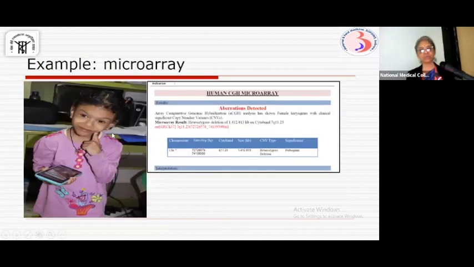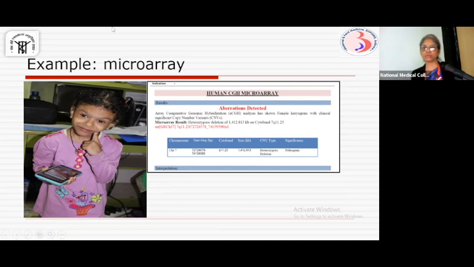Now here is a patient with mental subnormality. We have done a karyotype. The karyotype report is normal. So now you have looked at the building and the building looks normal. You go into the corridor.